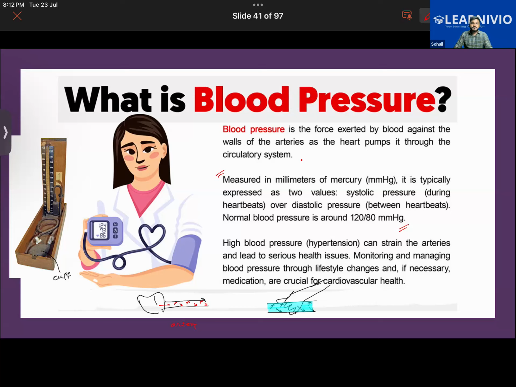Blood pressure is the force exerted by blood against the wall of the arteries as the heart pumps it through the circulatory system, measured in millimeters of mercury. Good. And normal blood pressure is typically expressed as systolic pressure during heartbeats over diastolic pressure between heartbeats. Normal blood pressure is around 120/80 mmHg. High blood pressure, hypertension, can strain the arteries and lead to complications. Managing blood pressure through lifestyle changes and, if necessary, medication is crucial for cardiovascular health.